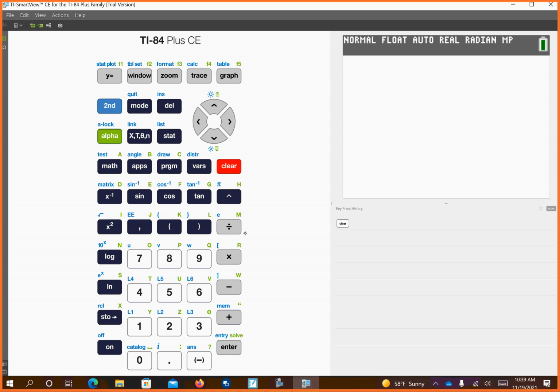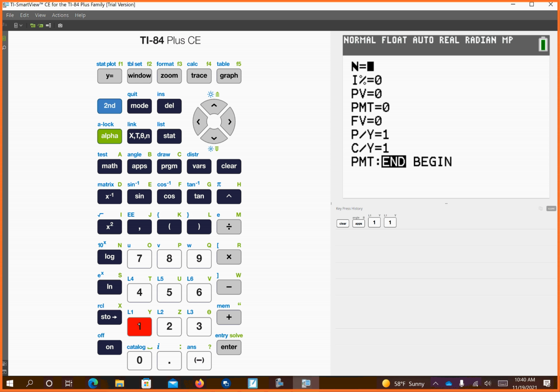Okay, so let's talk money. Can we talk money? You all are relatively young compared to me. I'm going to be 51 in December. Okay? So I'm going to use something called a TVM Solver. So I'm going to go into my apps, go into finance, and use the TVM Solver. Okay. So, friends, there are 12 months in the year.